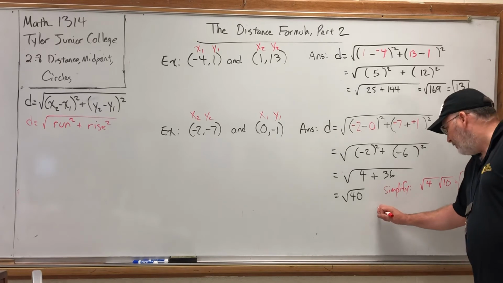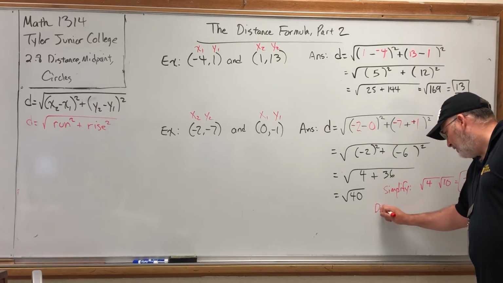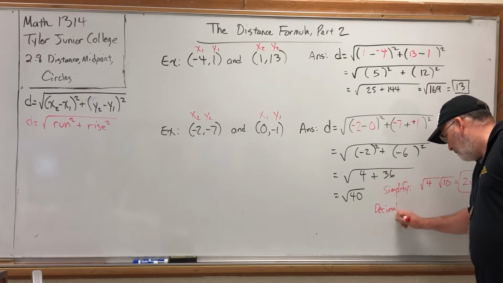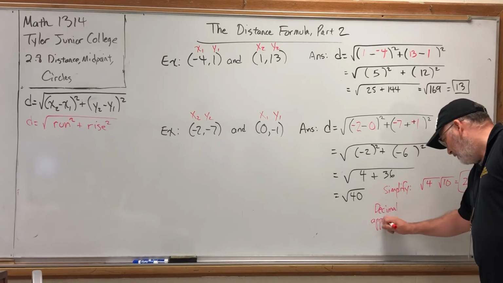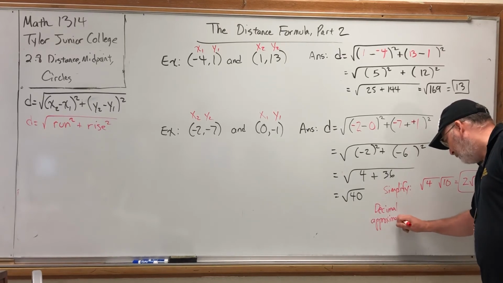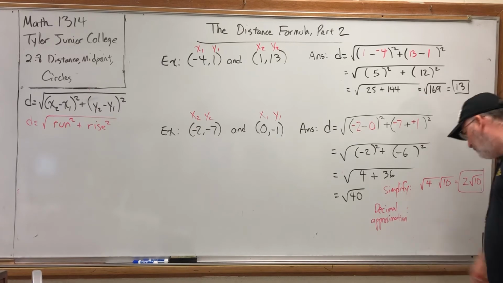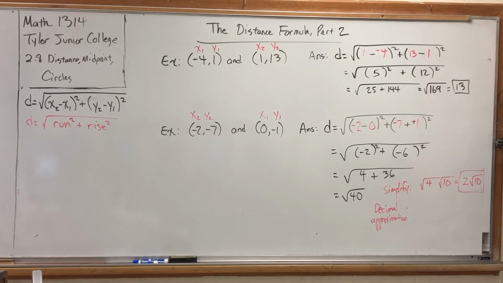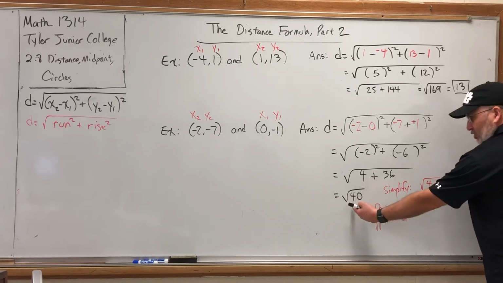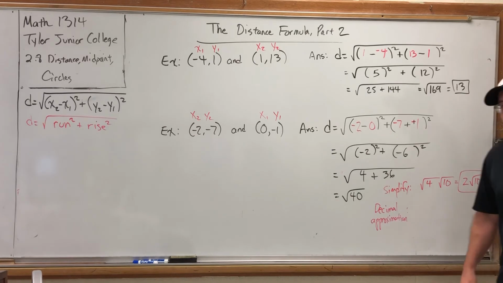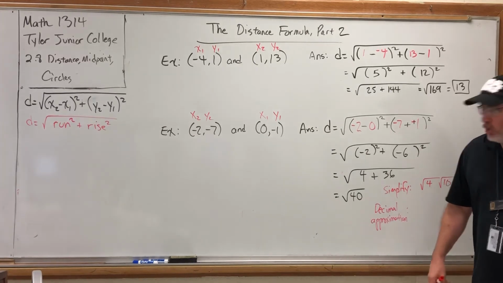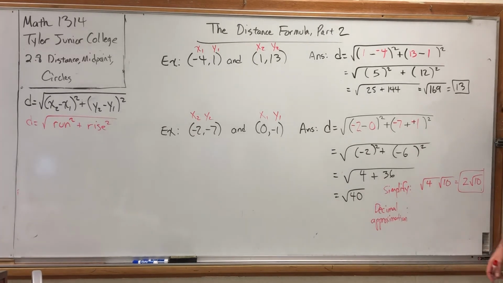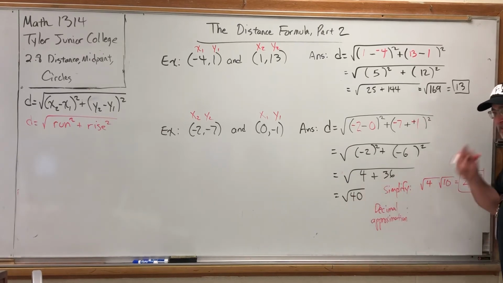The other is to get a decimal approximation. And a decimal approximation simply means just put it in the calculator. Now, you could put the square root of 40 in the calculator, or you could put 2 times the square root of 10 in the calculator. If you work this correctly, these decimals should come out to be the same, which, by the way, is a calculator way to determine if you simplified a square root correctly. Both of these should have the same decimal answer.